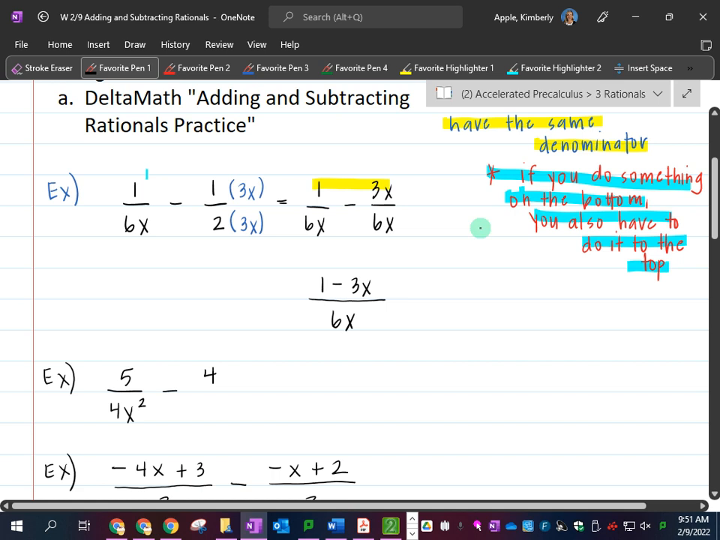Can't factor the top, can't factor the bottom. It's fully simplified, so this is done. This is it.